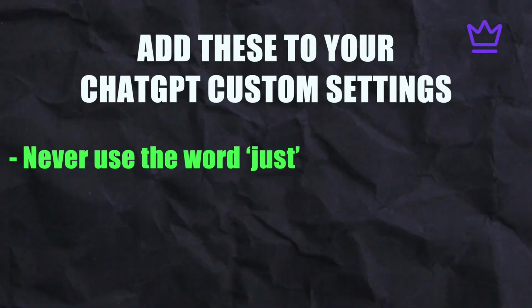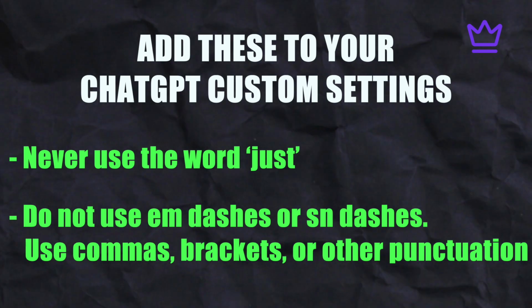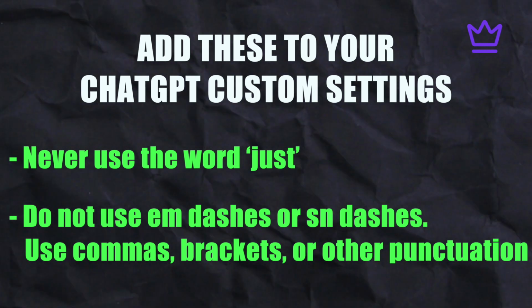Now, if you want to take this even further and make ChatGPT behave like a real writing partner rather than some kind of formulaic machine, then add these 2 lines into your customization settings. You do it once and you're all set to go. Never use the word just, and do not use em dashes or en dashes. Use commas, brackets, or other punctuation. That second one is mostly if you're doing written content and people are actually going to be reading your content. It doesn't really make a difference for video scripts.